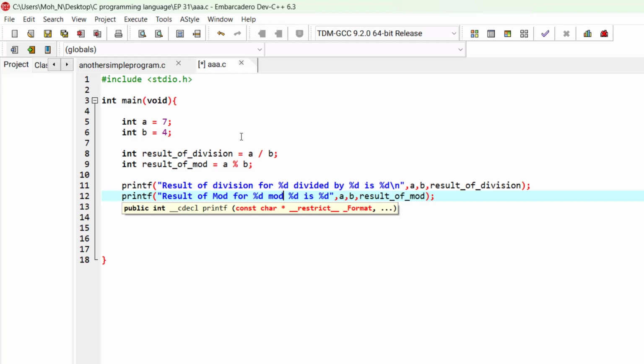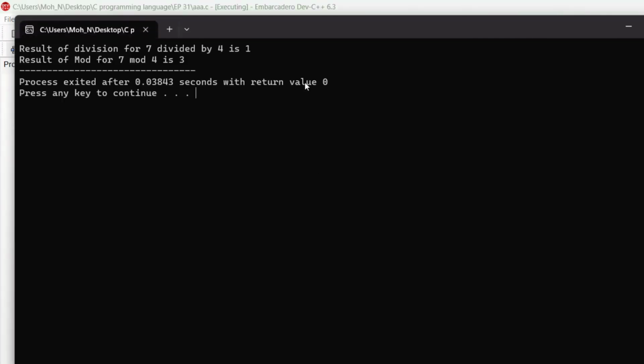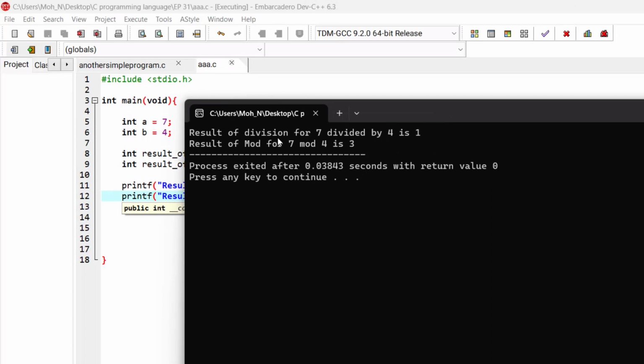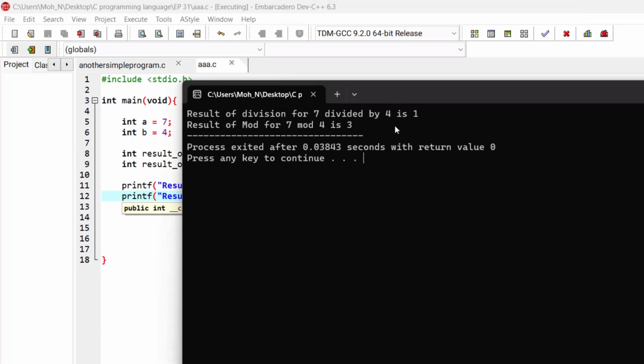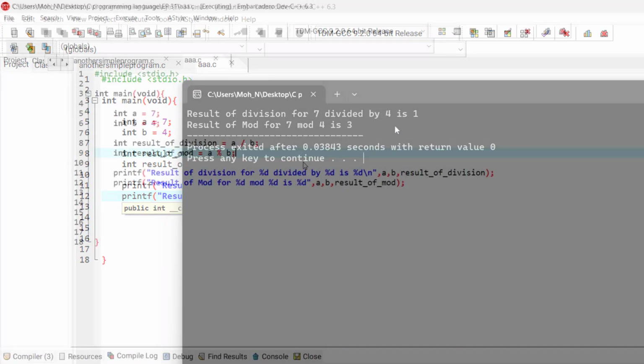As you can see here, I have created this small program in which I'm trying to divide 7 by 4, and here's the operation for that, a division operation and a mode operation. Now let's go and execute this program. You can see that the result of division for 7 divided by 4 is 1, and the result of mode for 7 mode 4 is 3. And as I said before, dividing one integer by another always yields an integer result.